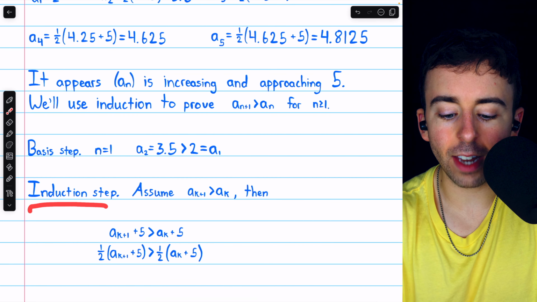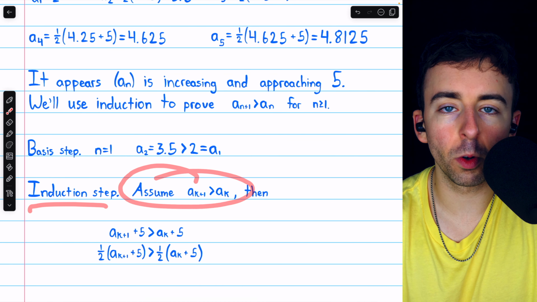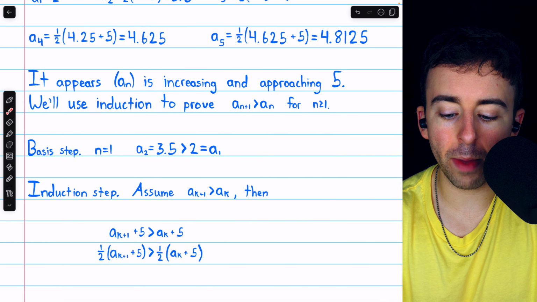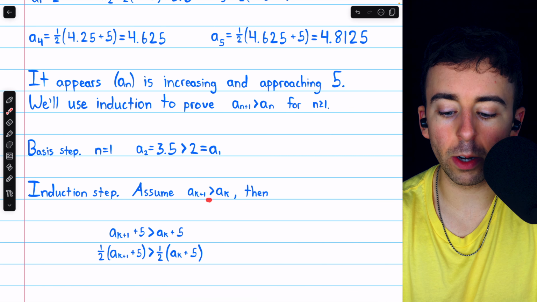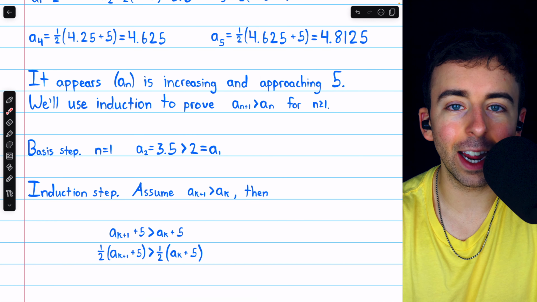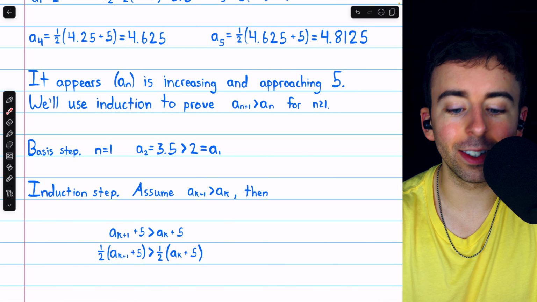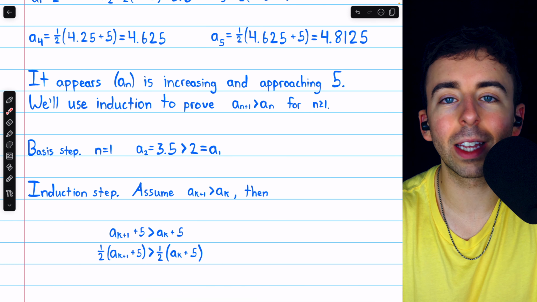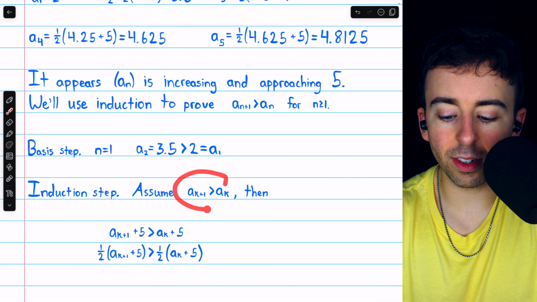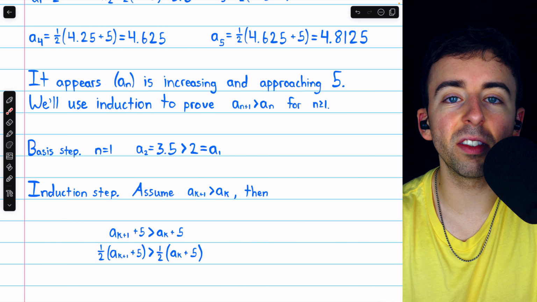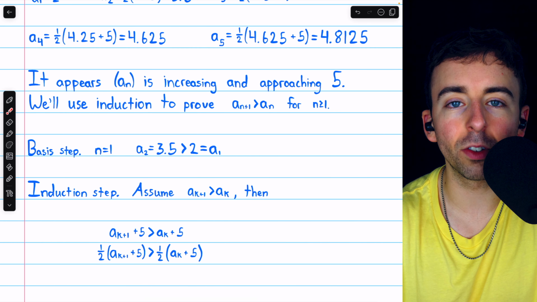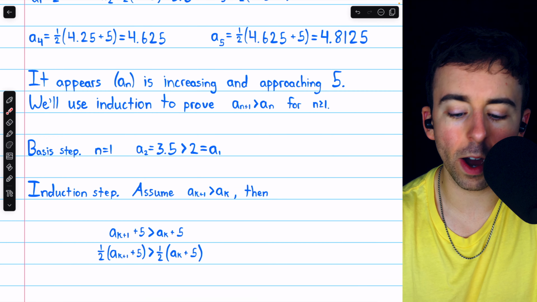In the induction step, we assume that our result is true for some k. That is, we assume that there's some term a_(k+1) that's greater than the previous term a_k. This, of course, is a perfectly valid assumption, because in the basis step, we proved that this was true for k equals 1. From this assumption, we need to prove our result is also true in the subsequent case, that a_(k+2) is greater than a_(k+1).